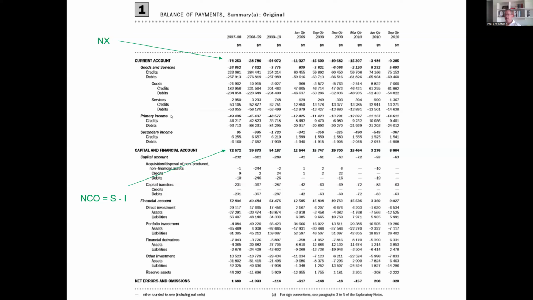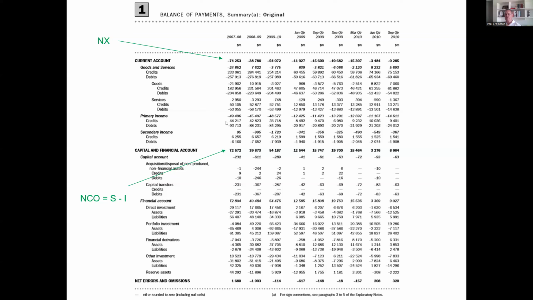Now, primary income, you've probably picked it up from your reading, is mainly interest payments and dividend payments. And because these numbers are negative, it means in net terms, we are paying more dividend payments and interest payments to foreigners than they're paying to us. In fact, in this first column, right next to primary income debits, you can see a negative figure of minus $93.713 billion. That is an estimate in that year of how much interest and dividend payments we paid to foreigners. $93 billion we paid them.